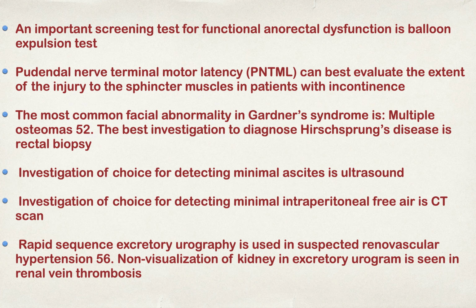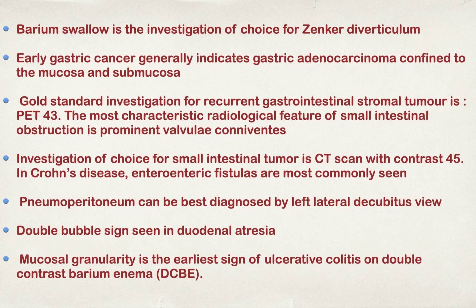Also, now rapid sequence excretory urography is used in suspected renovascular hypertension. And now non-visualization of kidney in excretory urogram is seen in renal vein thrombosis. If the kidney is not visible, it is seen in renal vein thrombosis. And now barium swallow is the investigation of choice for Zenker's diverticulum, and you must know this one.